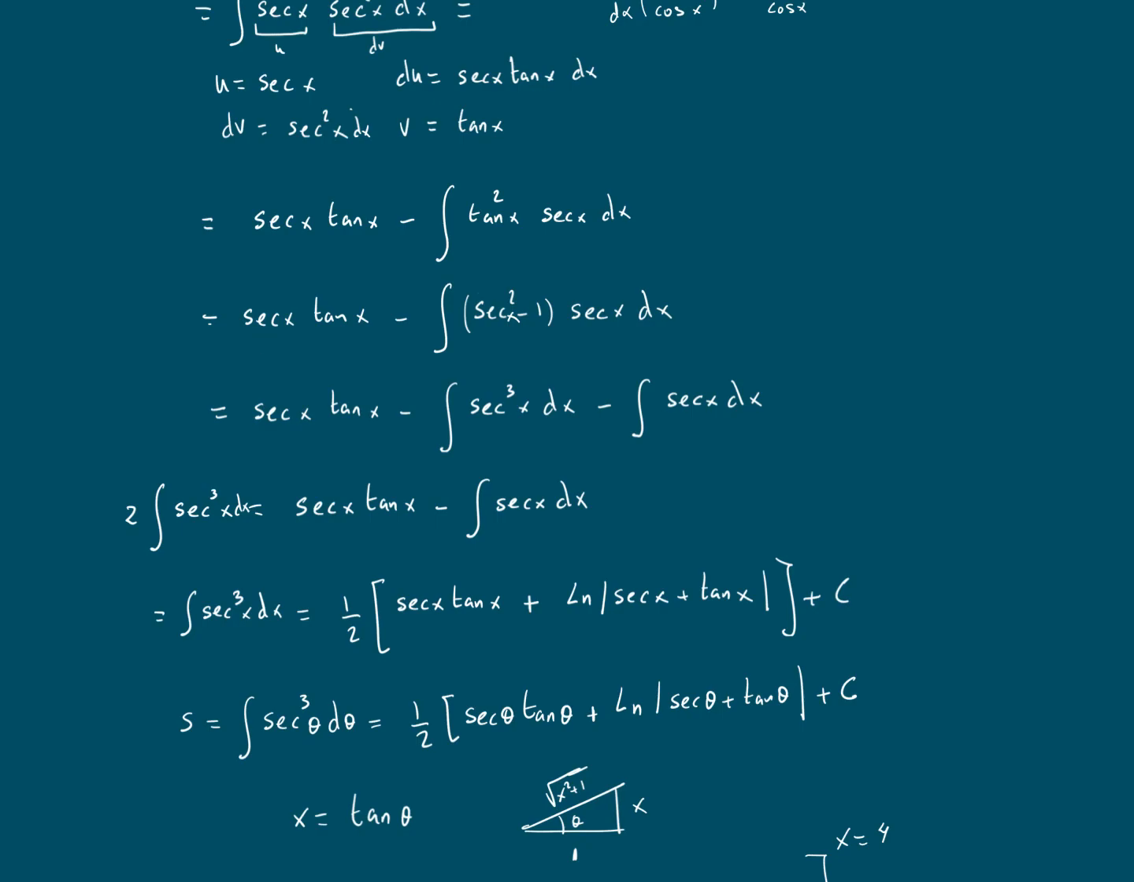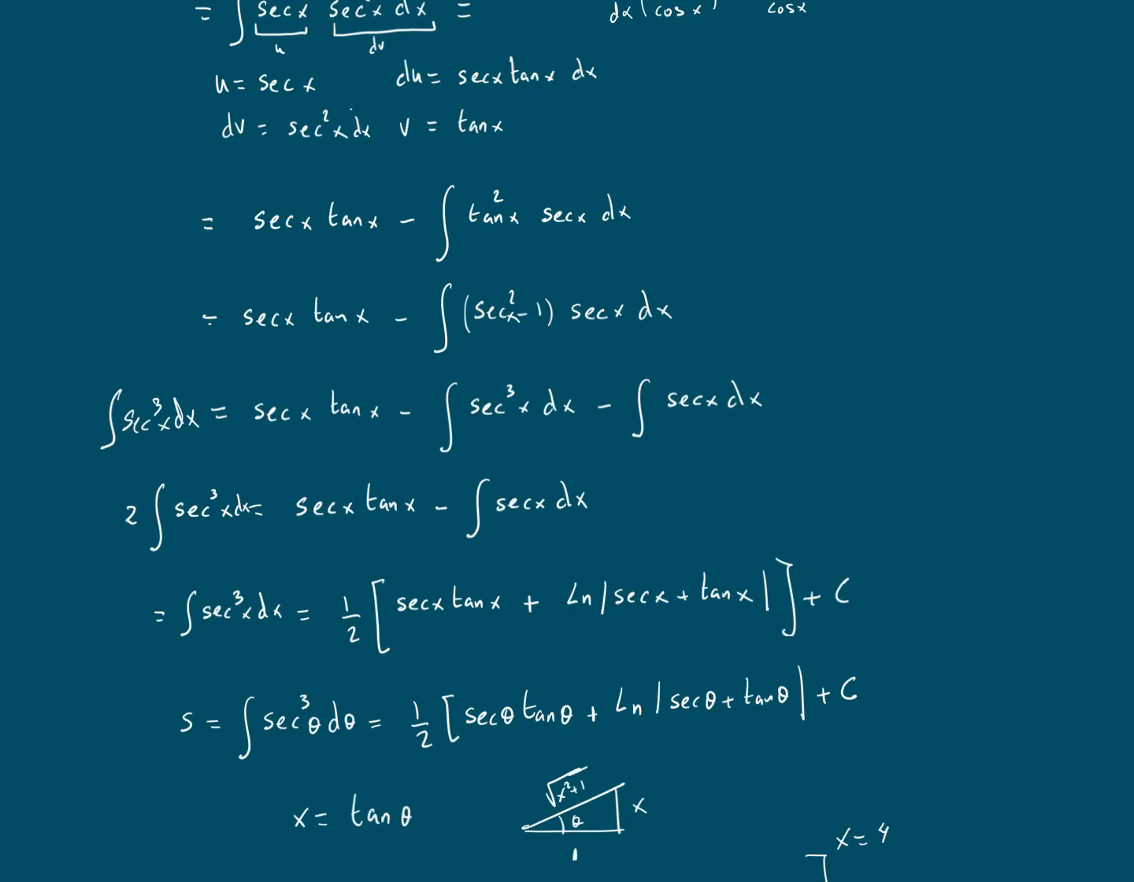So it will be secant tangent minus the integral of tangent squared, which is secant squared minus 1, times secant of x. So now it will be minus secant cubed of x plus secant x. And now this secant cubed of x will go to the other side, because what we are solving is the integral of secant cubed of x dx. So with this, 2 times the integral of secant cubed of x equals secant x tangent x plus the integral of secant x.